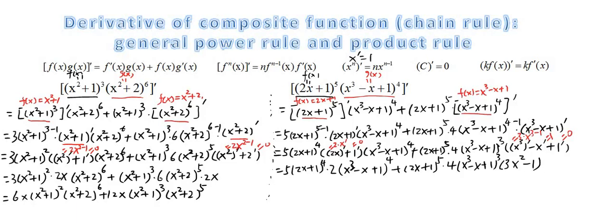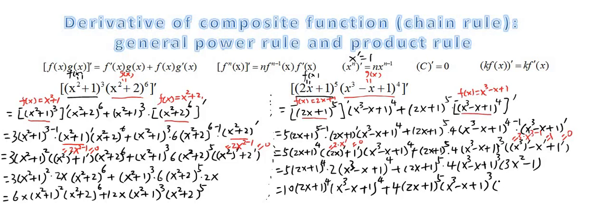Now we can simplify it. 5 times 2 equals 10, times (2x + 1)^4 times (x^3 - x + 1)^4, plus, here's 4, so we have 4 times (2x + 1)^5 times (x^3 - x + 1)^3 times (3x^2 - 1). That's it.